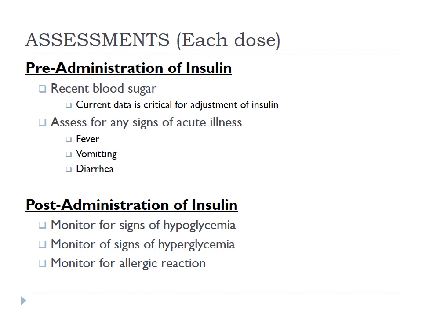And also assess for any signs of fever, vomiting, or diarrhea. Because guess what? If you're about to give yourself some insulin and you're nauseated, you might not want to do that. You might want to hold off on your meal until the nausea goes away. Because if you give yourself insulin and then go and eat your meal and you start puking, guess what? You're going to go hypoglycemic. Post-administration of insulin, always check for signs of hypoglycemia, hyperglycemia, or any allergic reactions.